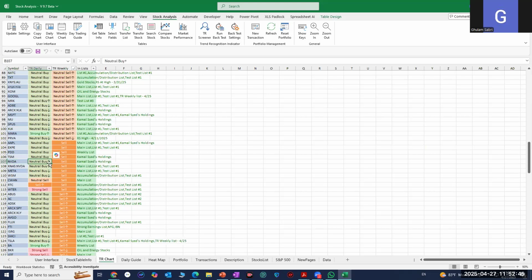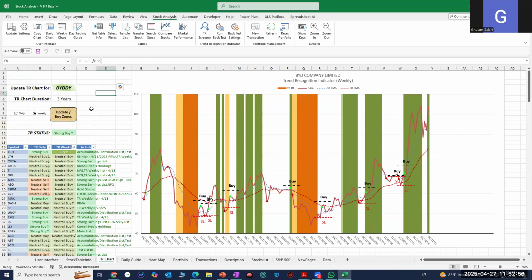NVIDIA is a neutral buy, and the buy has just started. Remember, NVIDIA is trading still below its 200-day moving average. So the TR indicator will never give you a strong signal if it is trading below that red line. Do you want to see NVIDIA's performance during the last 3 years? Let's go.